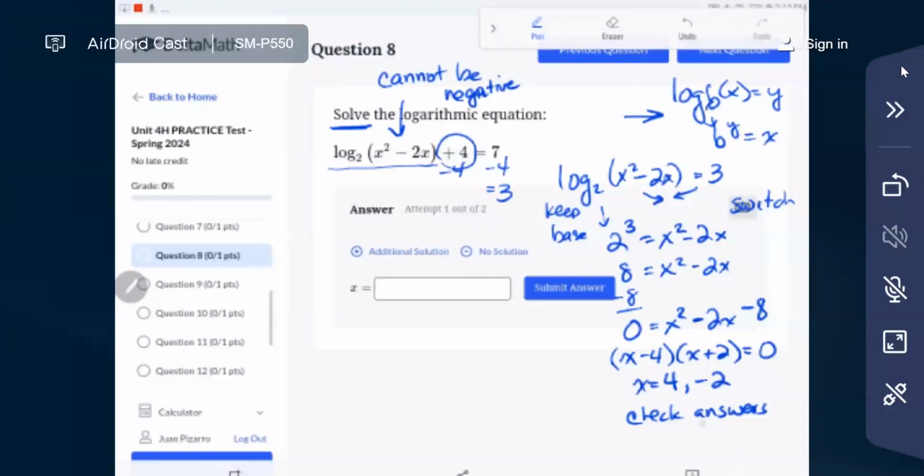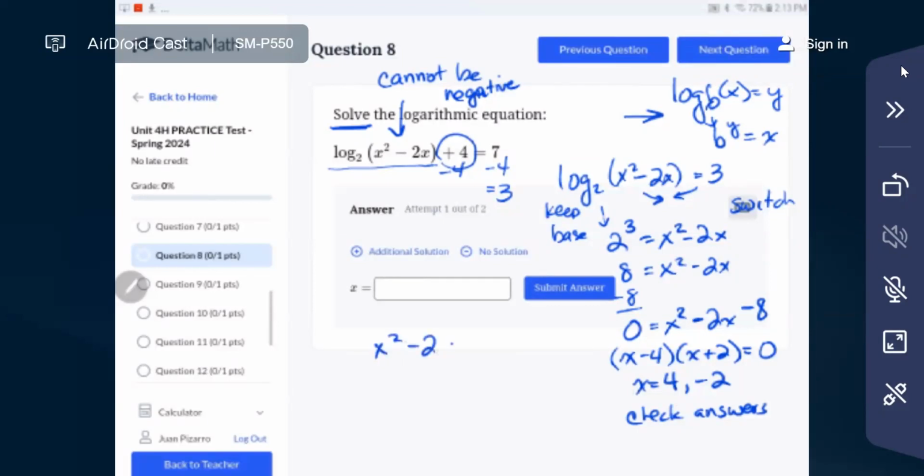All right, and so I'm going to check both my answers. I have x squared minus 2x, and I'm going to put a 4 in there. So one of the answers is 4. And so that's going to be 16 minus 8, which is 8. All right, so that's good.